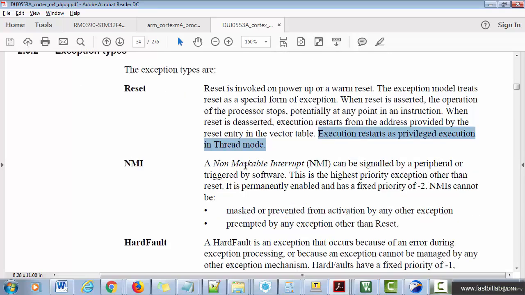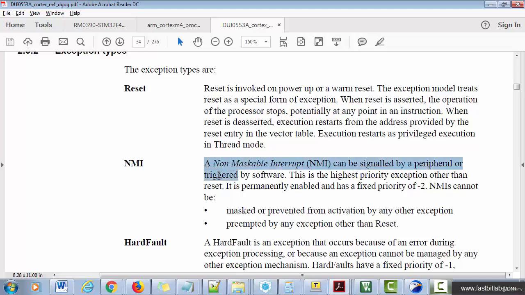So, non-maskable interrupt. This is not actually a system exception. This is an exception triggered by a peripheral. Or you can also trigger this exception by software. It's possible. In fact, any exception you can trigger by software.